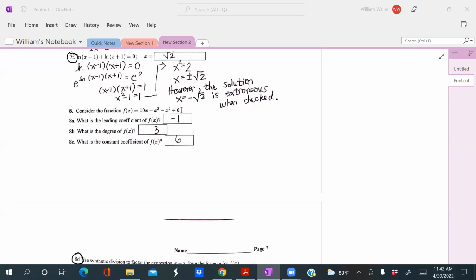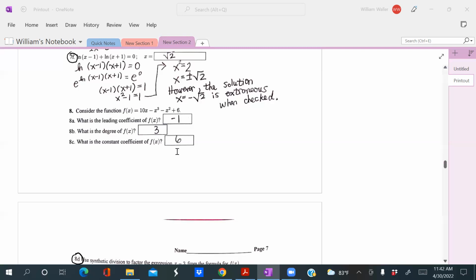Definitely a polynomial function. Its leading coefficient is -1, not 10, so don't get fooled by that. The leading coefficient is the coefficient of the highest power of x. So this coefficient is -1. The highest power of x is 3, so that's the degree of the polynomial. So the degree here is 3. The constant coefficient, that's pretty easy to find, right? That's just going to be the constant in the formula, which in this case is 6.